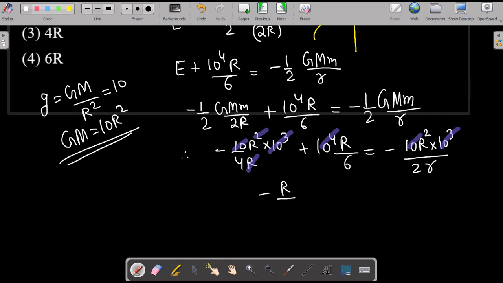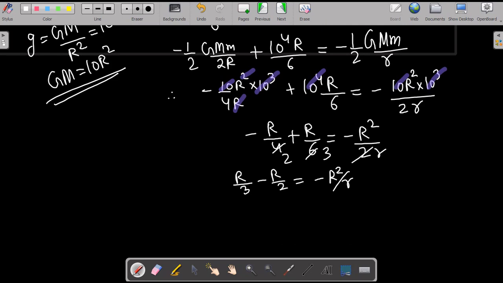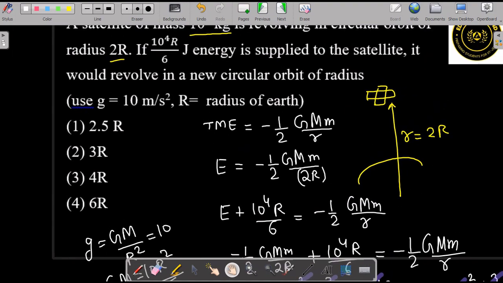So minus R by 4 plus R by 6 is equal to minus R square by 2r. 2 you can cancel, 2 3 2 2. This is R by 3 minus R by 2, is minus R square by small r. Find out this value from here. This will come as minus R by 6. Correct? So minus R square by r. From here the minus gets cancelled, R gets cancelled. So from here small r can be written as 6 times capital R, right? That's the answer we are getting, 6R.